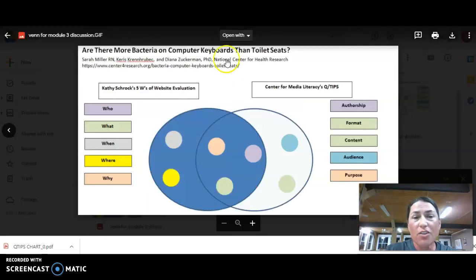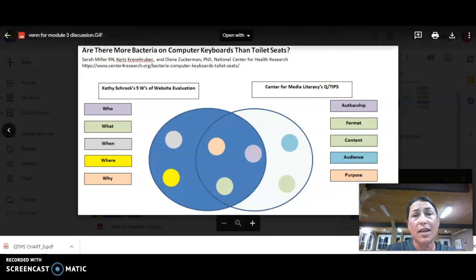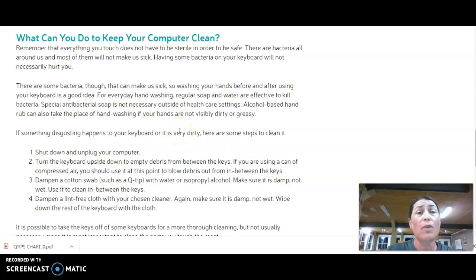And then the other similarity is the why piece for the 5 W's, and that aligns perfectly with the purpose for the Q-tips. Of course, why read this article? Why use this information? Well, number one, it is to pinpoint exactly what's going on in the article. How do the germs get on your keyboard? What can you do to prevent or protect yourself from being exposed to so many different germs? And again, that aligns nicely with the purpose.